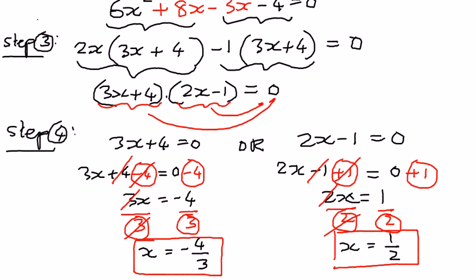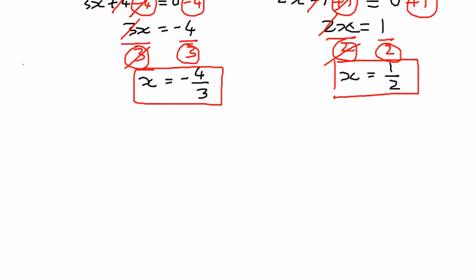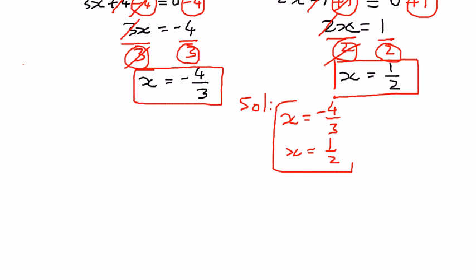So whenever we solve, one important observation we want to make here is that whenever we solve a quadratic equation, we will have two solutions, x equals -4/3 and x equals 1/2. Those are the two solutions. So let me write that here. So the solution here is x is equal to -4/3 and x equals 1/2.